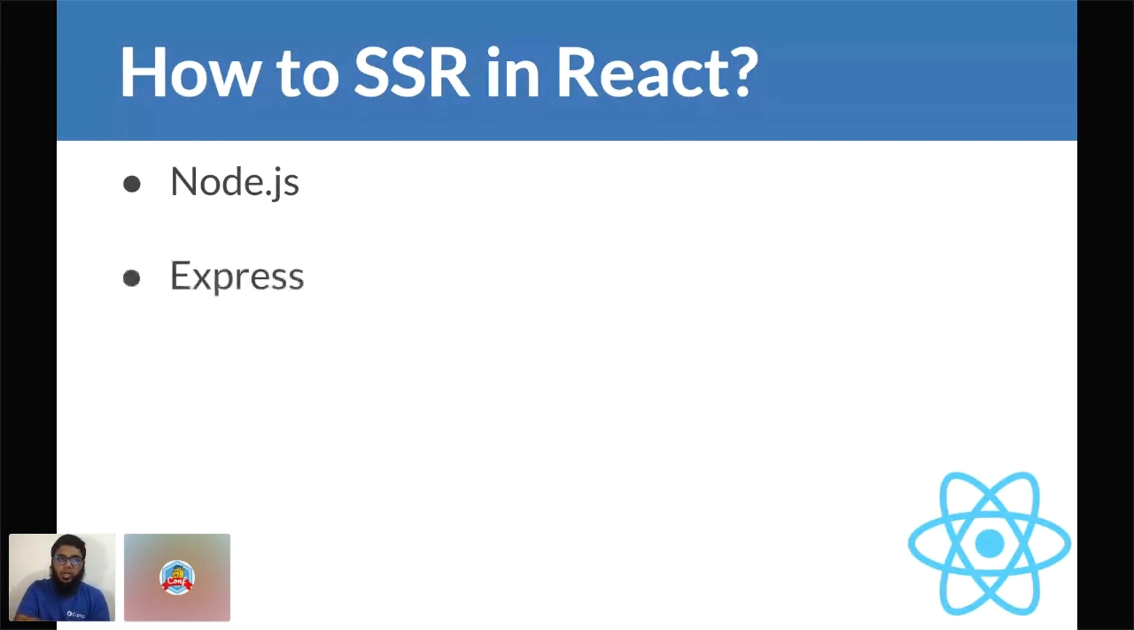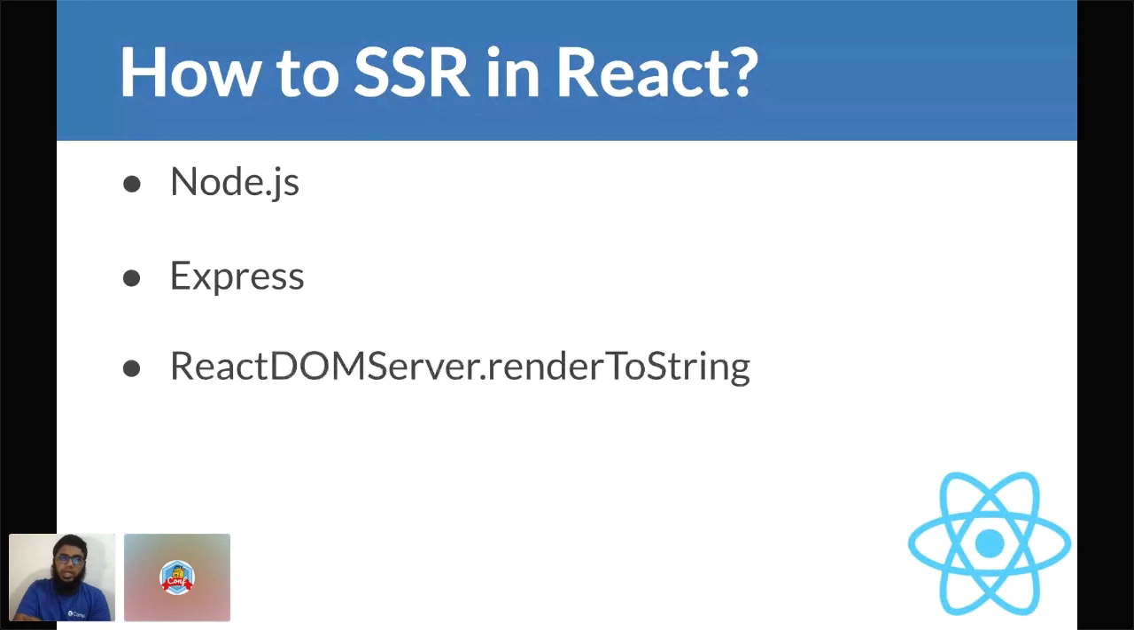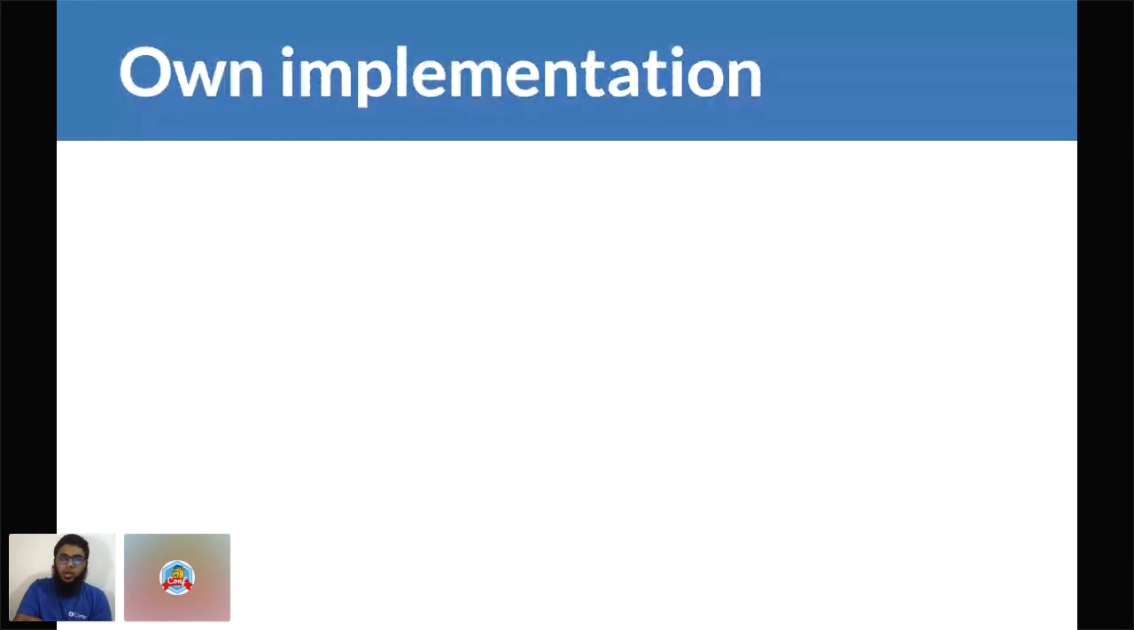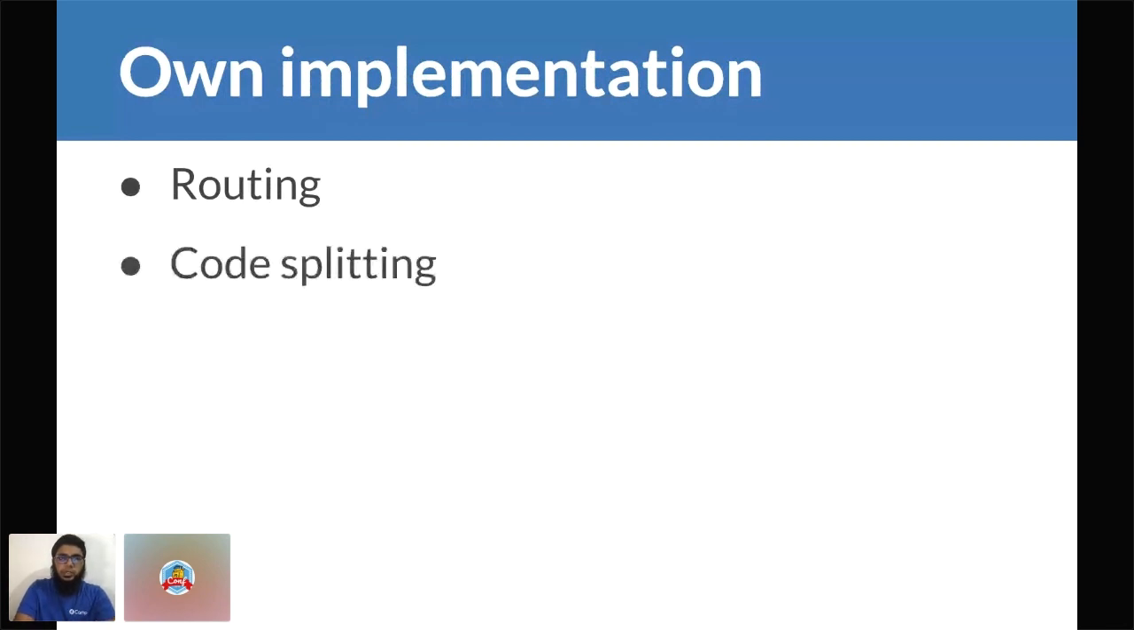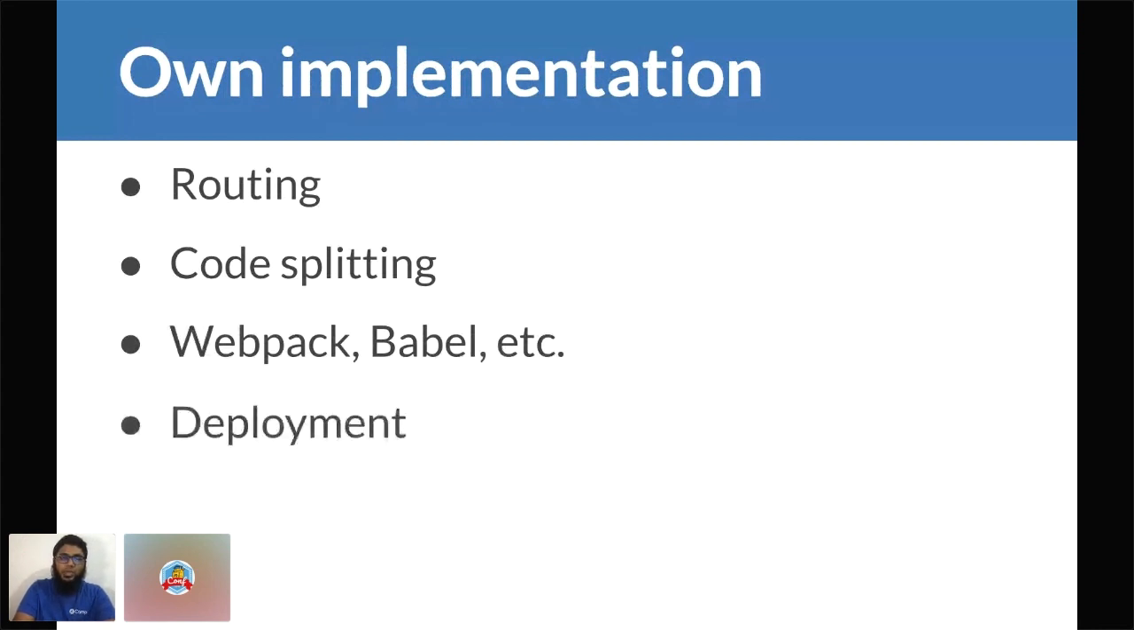And then we need to have routing for it. You can use Express or any other router for it. And then we have to use this method, ReactDOMServer.renderToString, to render on the server. So if you are pulling out your own implementation, we have a lot of things to consider. For example, you have to take care of routing with Express or any other router. You have to take care of port splitting, which can be a huge headache or something extra you have to learn. You have to look at Webpack configuration, Babel configurations, and many more. And you have to look at deployment, which can be hard or easy based on what you choose and what you are comfortable with, and many, many more things.